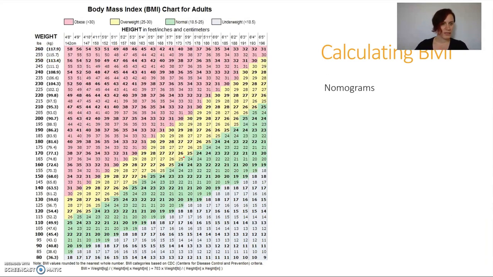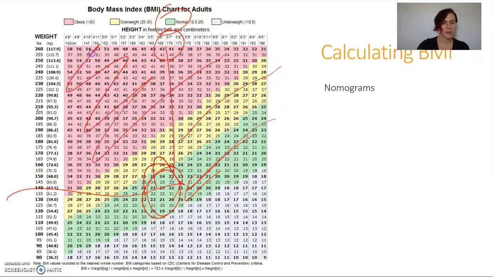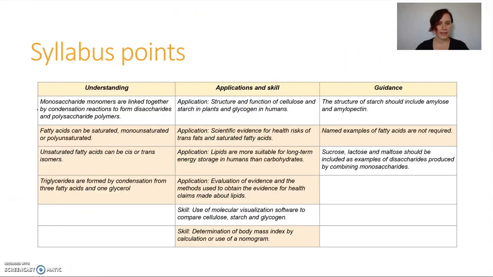A nomogram is pretty much the same thing. So you'd find your height and you'd find your weight and you'd join them up, and that's where you would be situated. So green is the normal range, yellow is your overweight, and this is quite a lot of obese there. Okay. So again, these are our syllabus points, and this topic covers both carbohydrates and fat, so it's really important to differentiate between them and keep track of what you're learning.